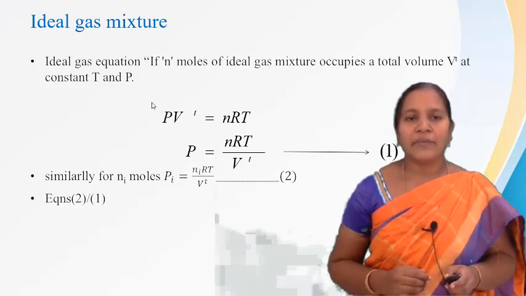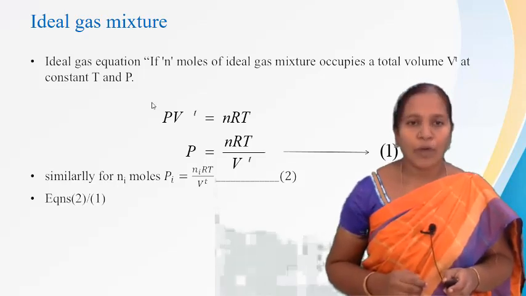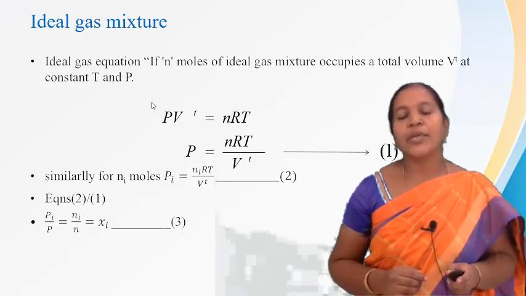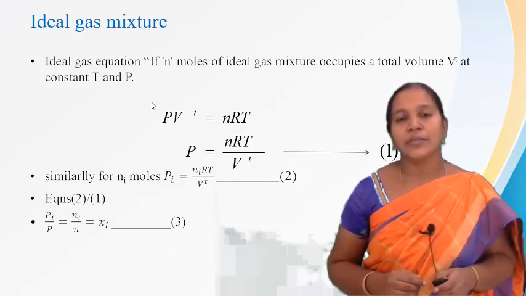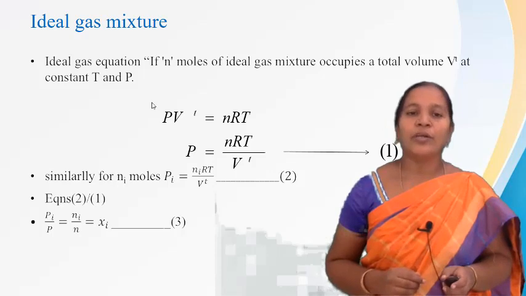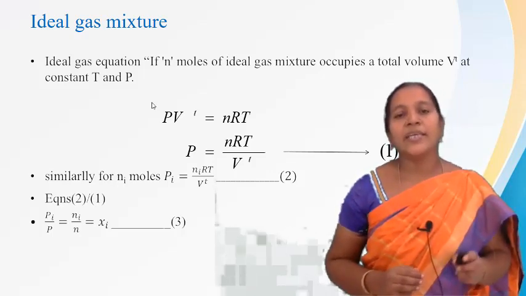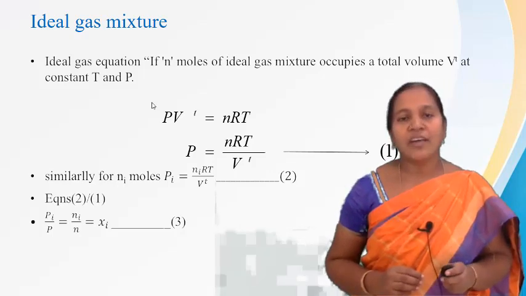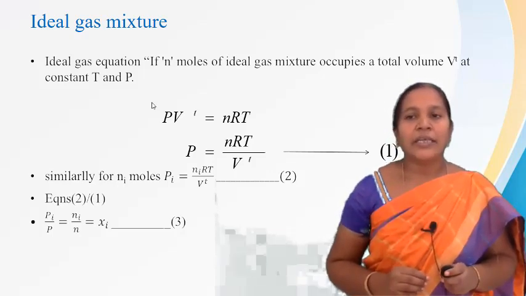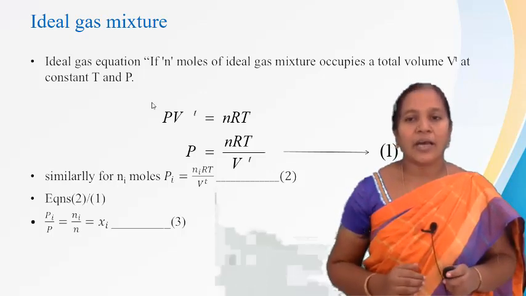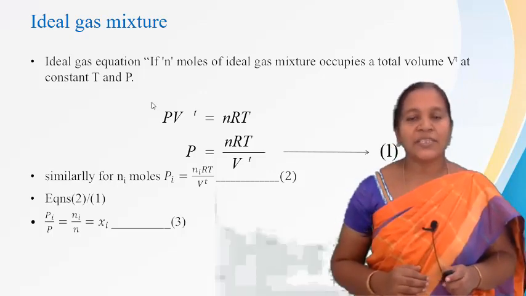Now divide equation 2 with 1. Therefore, Pi by P is equals to Ni by N is equals to Xi. We denote this equation with 3. Here, Xi is the mole fraction of species i in the ideal gas mixer. Pi is the partial pressure of species i.